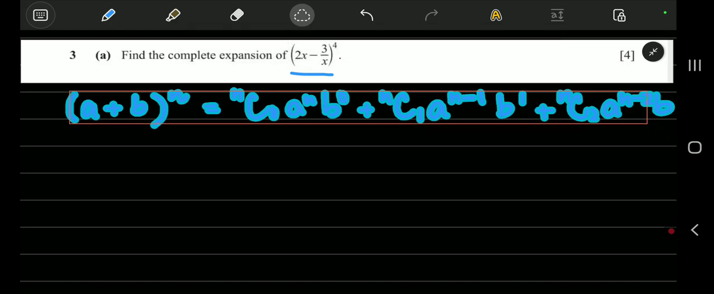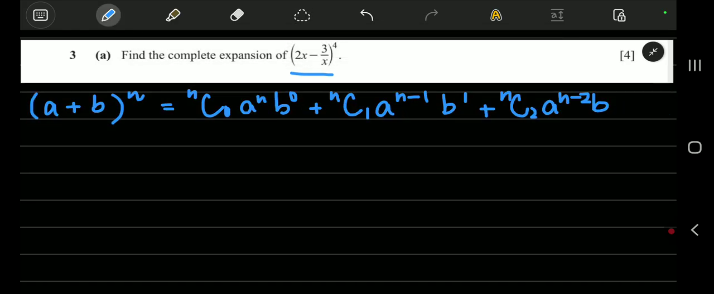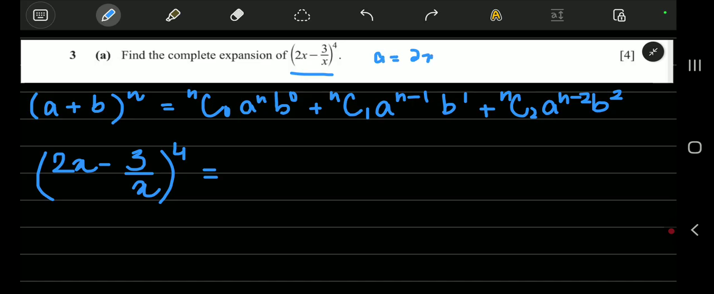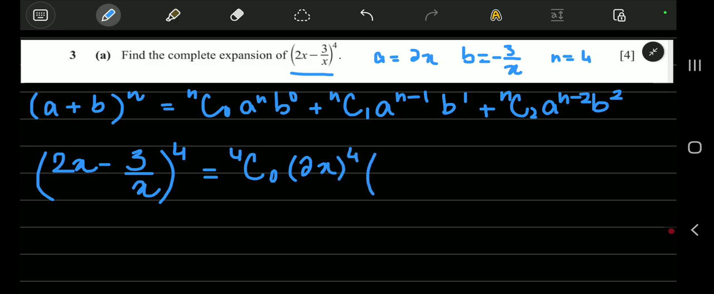Okay, and so on. The a powers are going to continue to decrease and b powers will continue to increase. So when we have (2x minus 3 over x) to the power 4, let's see how its expansion will go. A here is 2x and b is minus 3 over x, and n is 4. So 4C0, (2x) to the power 4 and (minus 3 over x) to the power 0.